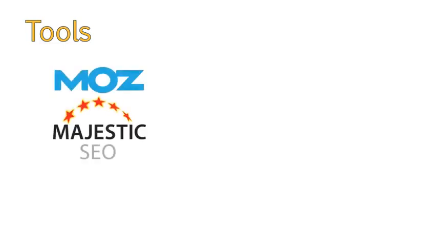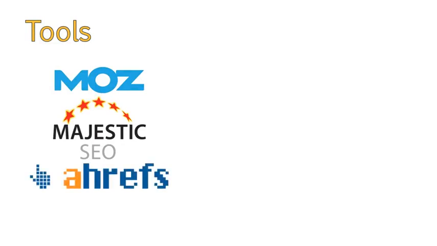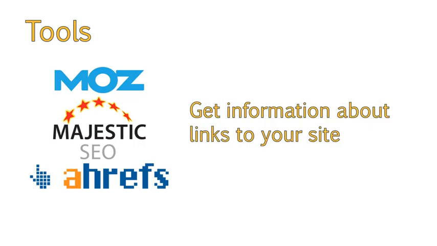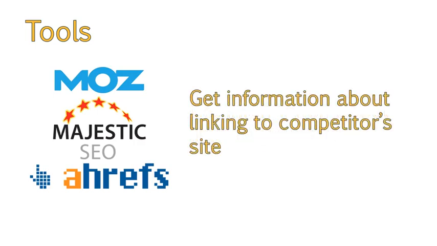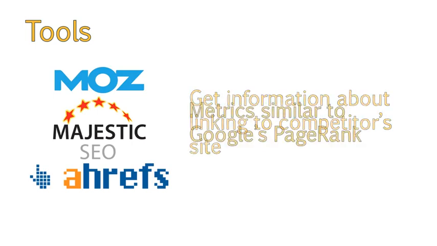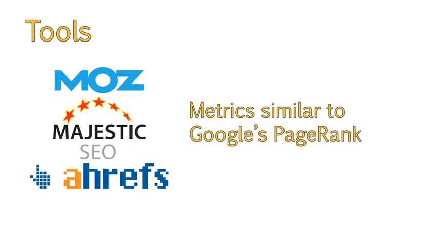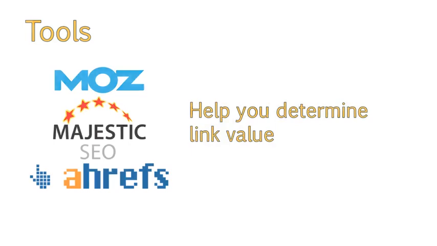The three main tools I like to use to get information on links are Open Site Explorer, Majestic SEO, and Ahrefs. Each of these are tools that you can use to get information about who's linking to your site or to sites of your competitors, and with them, they offer metrics similar to Google's PageRank, which you can use to get some idea of how to value links.